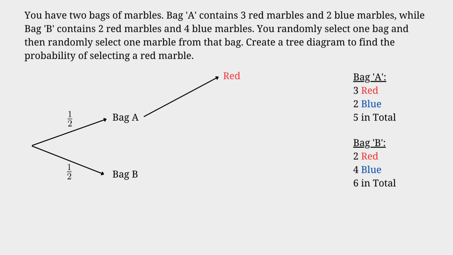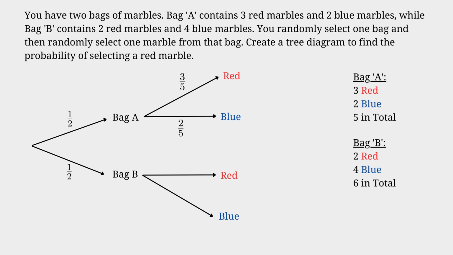Bag A includes red and blue balls, with the probability of red being chosen being 3 over 5, because there are 3 red balls and 5 in total in bag A. Similarly with blue, the probability of it being chosen is 2 over 5, because there are 2 blue balls in bag A. Bag B also includes only red and blue balls, so we only have 2 branches like so.